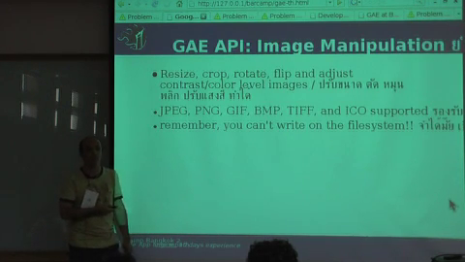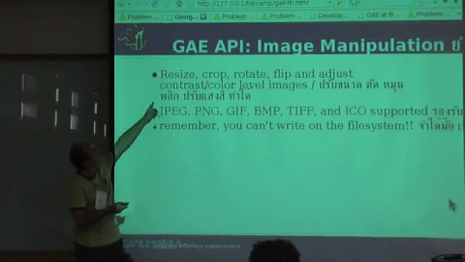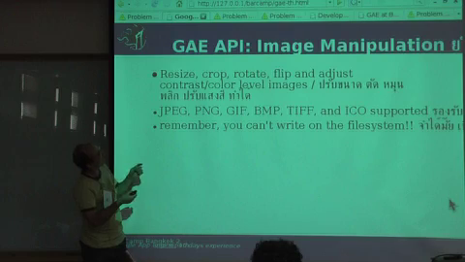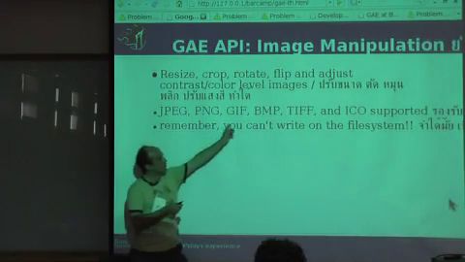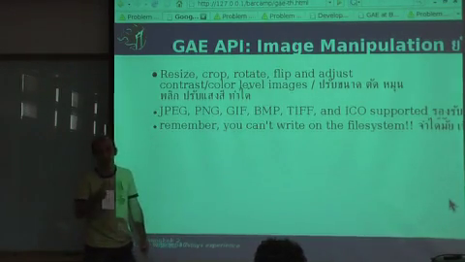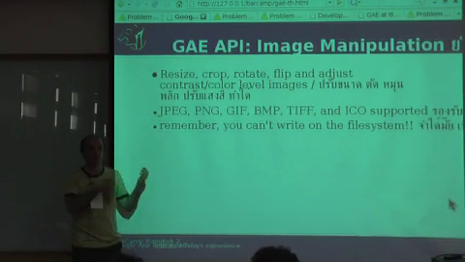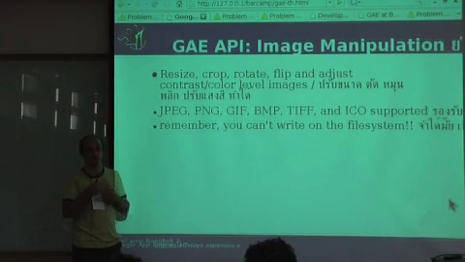You also have an image API, with which you can do a certain number of resizing, cropping, cutting, and changing the color. It supports all these formats. The main thing, like I told you before, is that you cannot write to the file system, meaning that if you do some image processing, you have to store it in the database or find another way to store it.